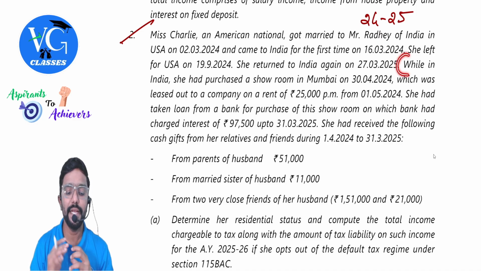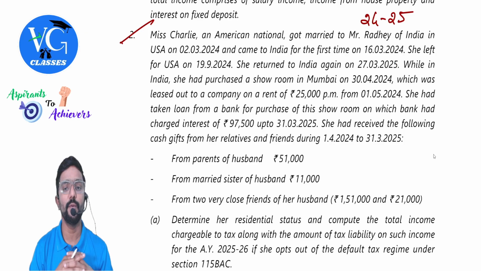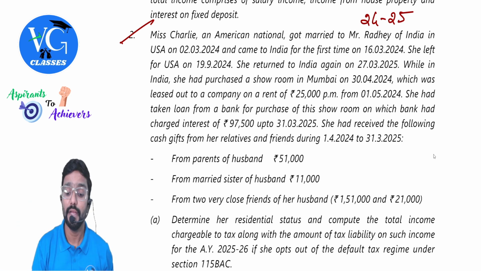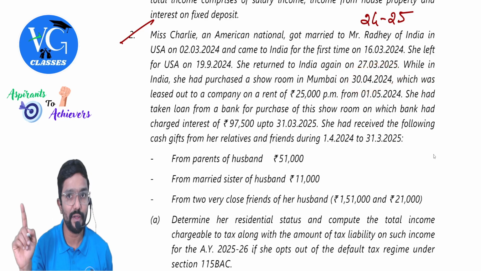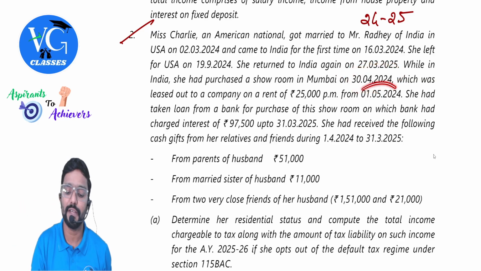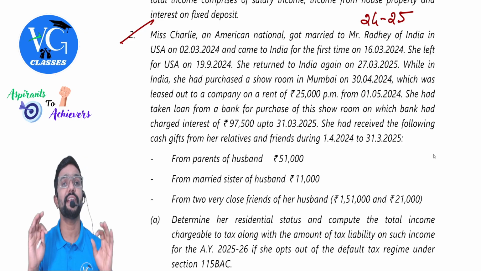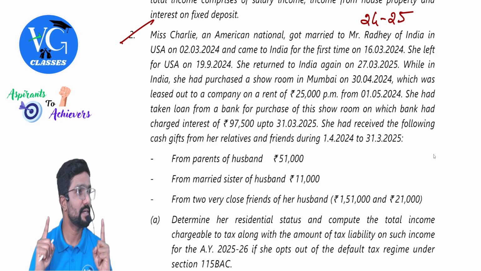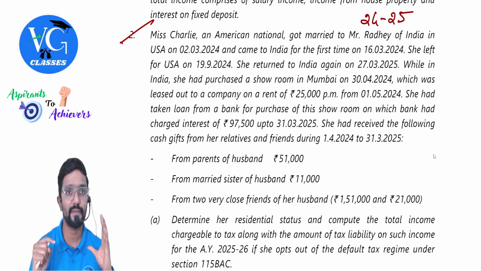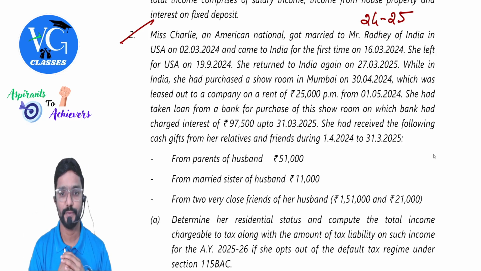Next. While in India, she had purchased a showroom in Mumbai on 30th April 2024, again last year, which was leased out to a company on a rent of 25,000 per month from 1st May 2024. Okay. Guys, this is in previous year 24-25 only, but she is renting from when? 1st May. That means she will be getting rent only for 11 months during our previous year. Correct? That is from 1st May to 31st March.